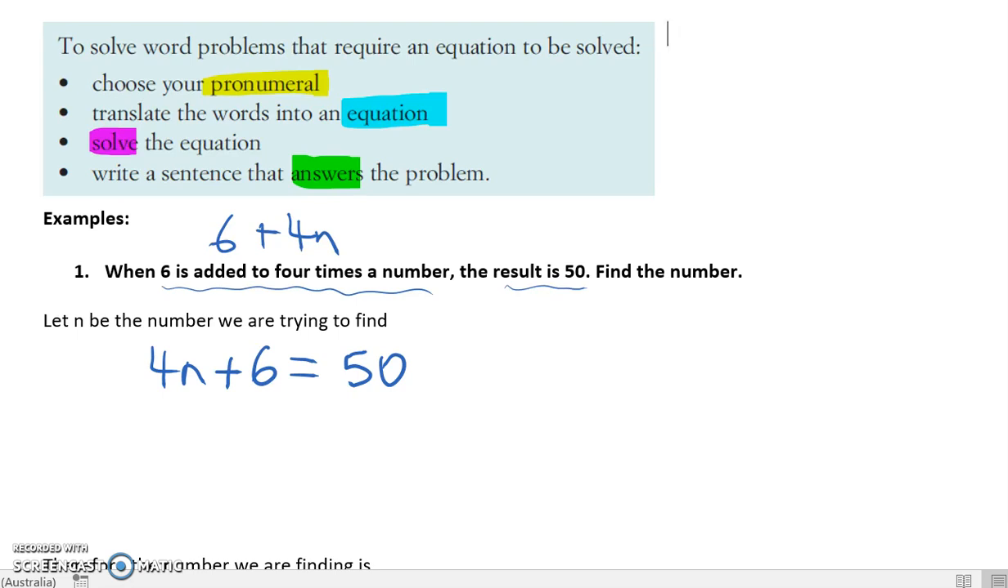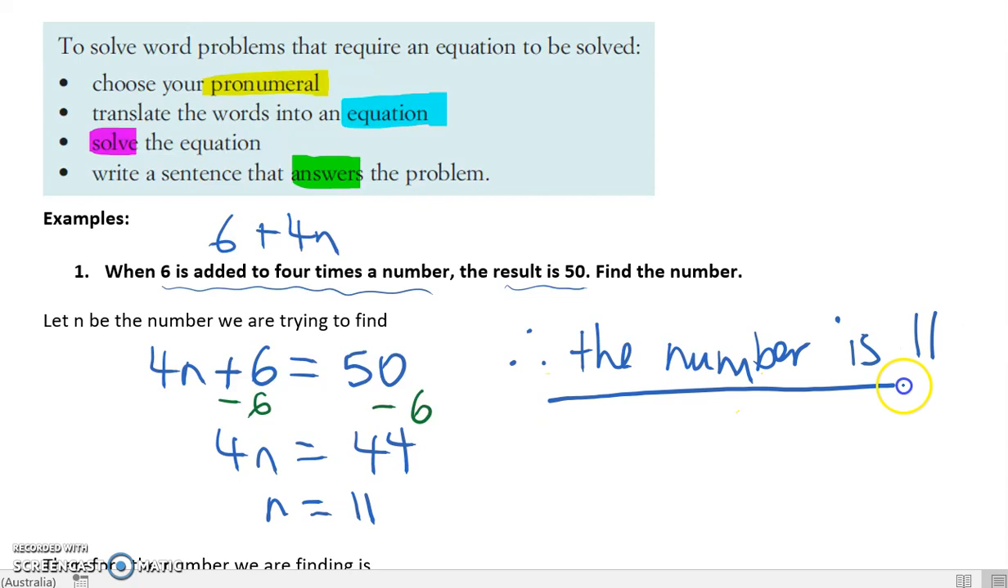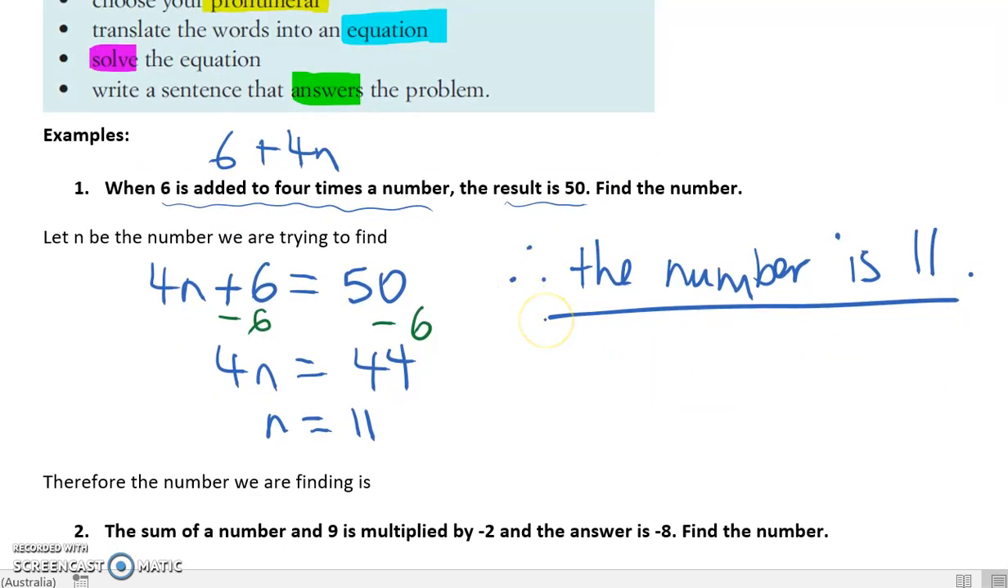So now I want to solve my equation. I'm going to do the opposite of plus 6 to both sides. So I'm going to subtract 6 from both sides, which is going to give me 4n is equal to 44. And then if I divide both sides by 4, I'm going to get n is 11. And then I'm going to go, therefore, the number is 11. Okay, so I've actually answered the question in words. I've shown my algorithm and my working. Keep in mind this little symbol with 3 dots here, that just means therefore.